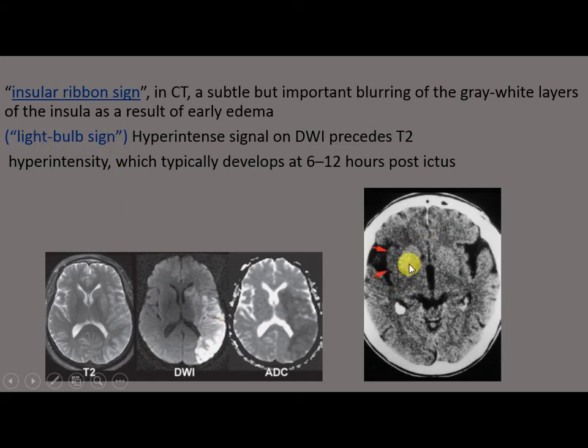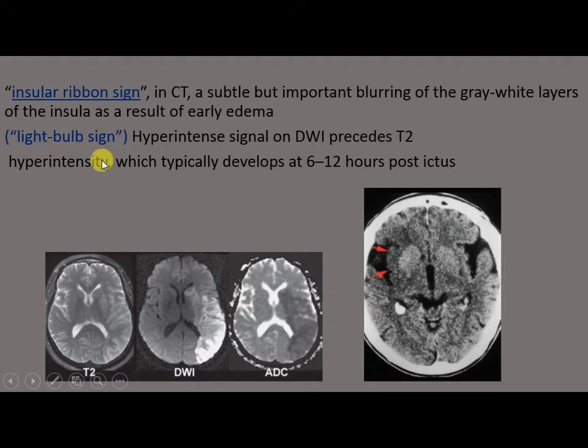This is what's called insular ribbon sign. If you're comparing the left, you can see the gray matter and white matter, and it could be differentiated, but on the right side, we cannot differentiate between white and gray matter due to edema at the early stages of infarction. This is called insular ribbon sign because it affects the insula. This is supplied by the middle cerebral artery.